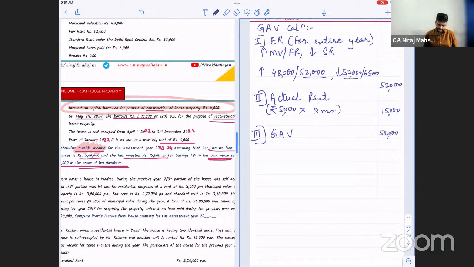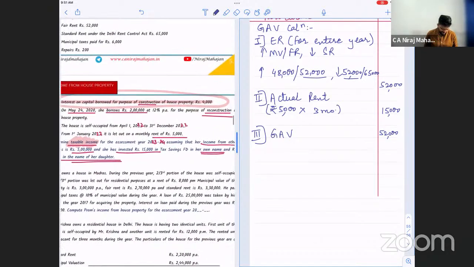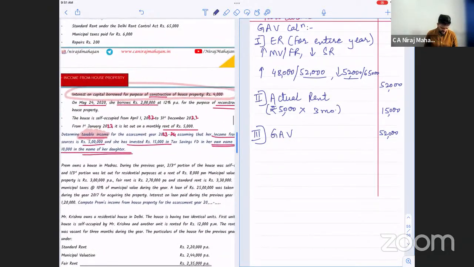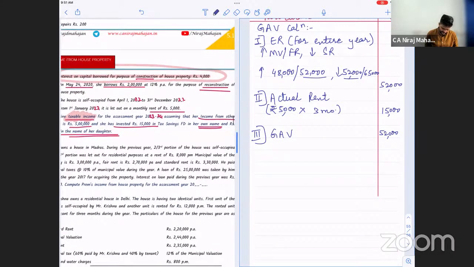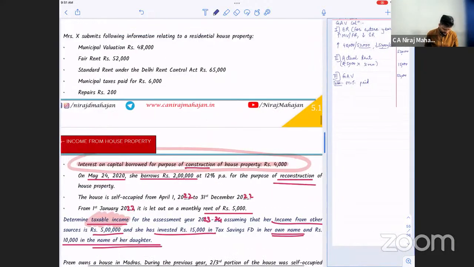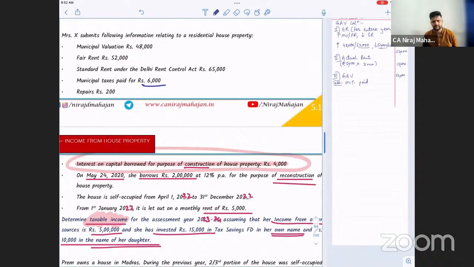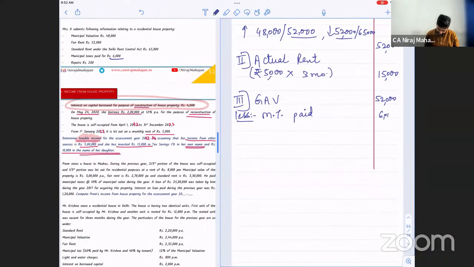Do we have unrealized rent or anything? No. Do we have vacancy loss? Nothing. Okay, so less, municipal taxes paid. Are they paid? Yes. How much? 6,000 for the year. We'll take 6,000. So what do we arrive at? 46,000 is my NAV.